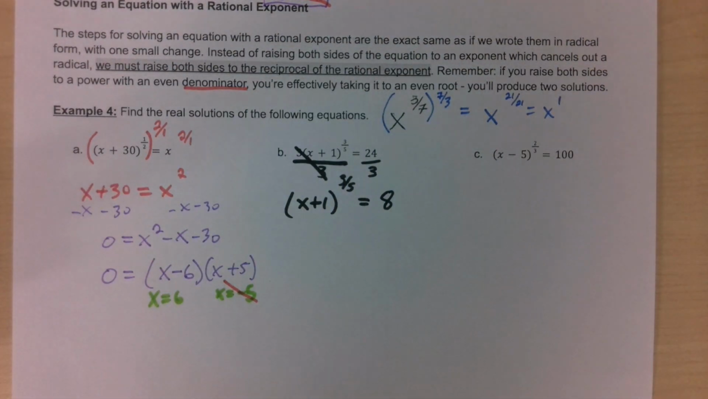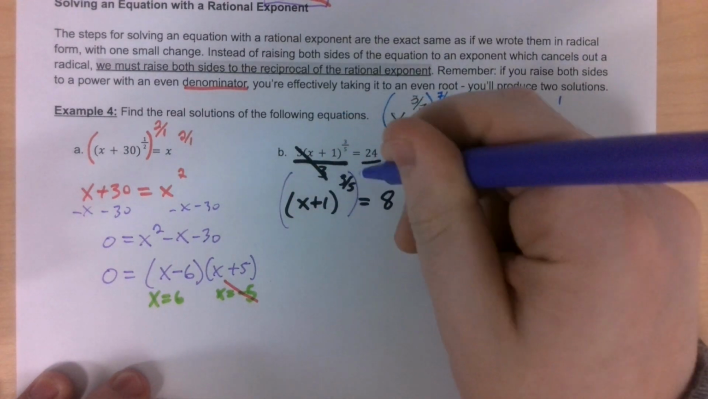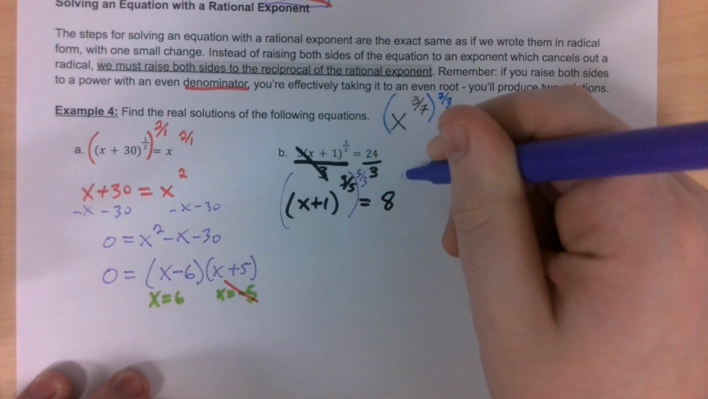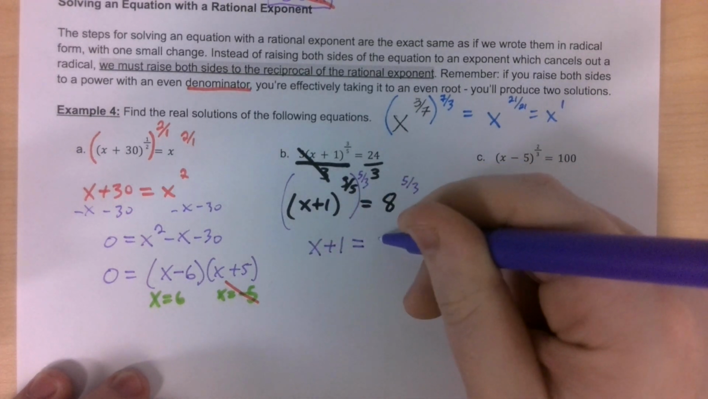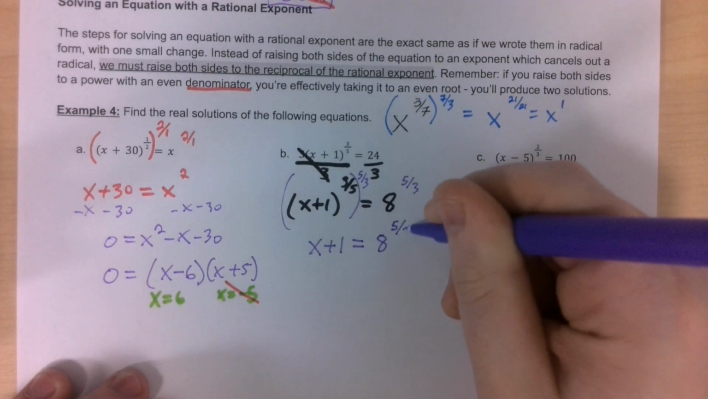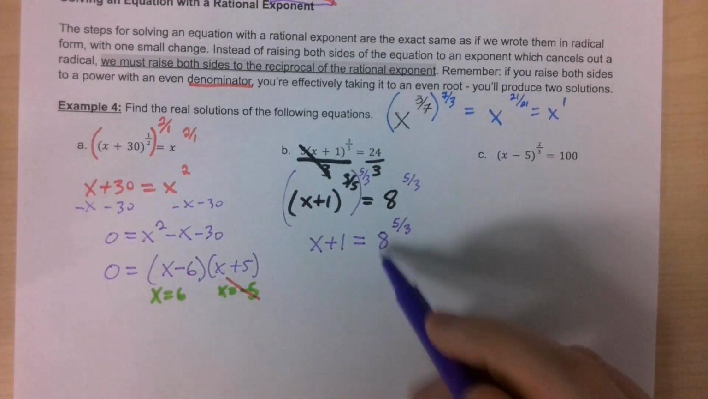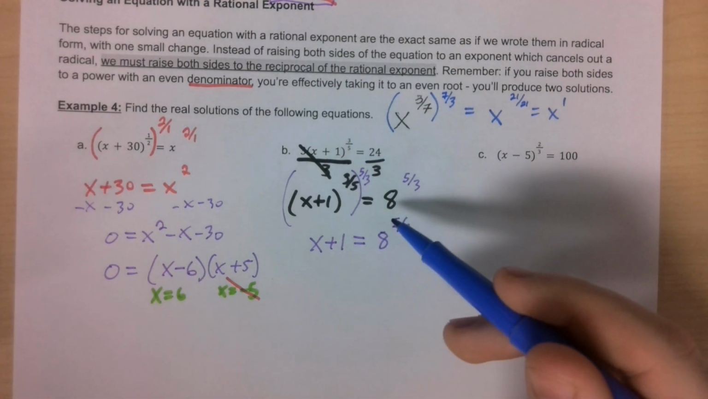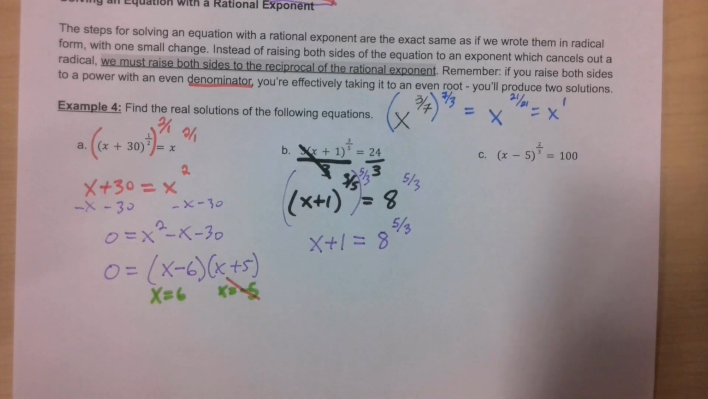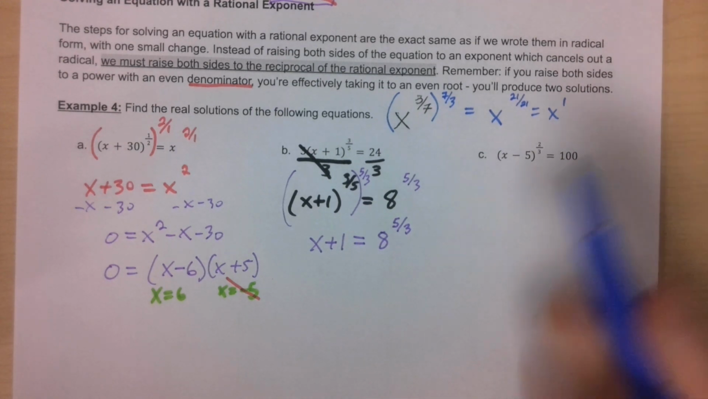From here, to get rid of a 3/5 power, we should take everything to the 5/3 power. So we get x plus 1 equals 8 to the 5/3. No need for a plus or minus at the start because we don't have an even denominator. Our denominator is 3. What is 8 to the 5/3 power? Well, there's a tricky way of figuring it out and an easy way of figuring it out. We could do 8 to the 5th and then take the cube root of it, but that seems like it'll give a big number.